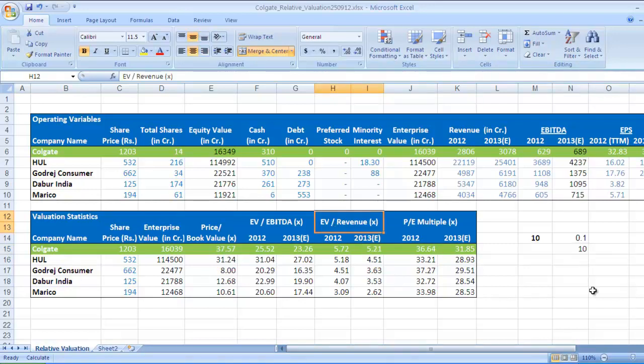Next ratio is EV by revenue. Again, for EV by revenue, I would say it's good for Godrej Consumer. Here, Marico is the lowest one. Okay.